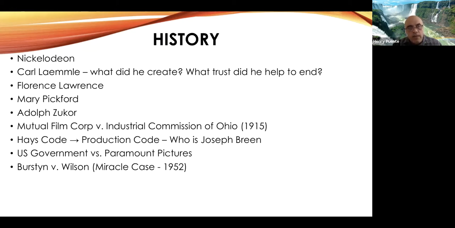Carl Laemmle is important because he was an independent producer who created the star system. Does anybody know what the star system is or means? Does anybody know what the star system means?